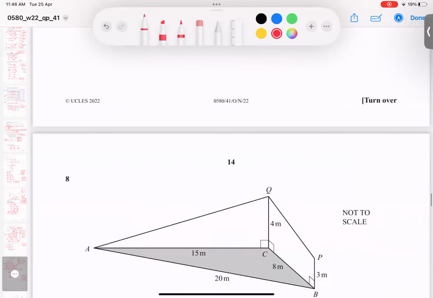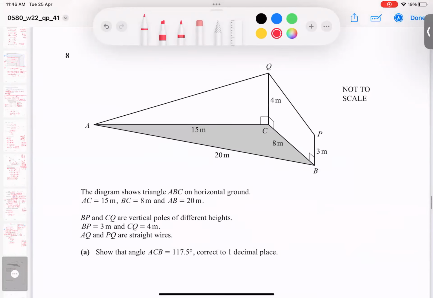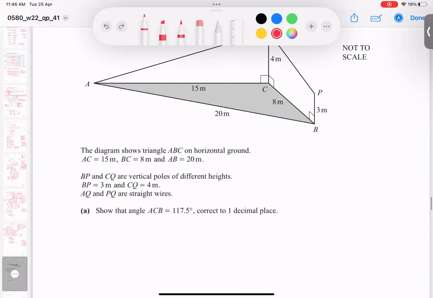I hope it's clear. Question number 8. Read it. Three lengths are mentioned here, and I will not read them all. Angle ACB, I have to find. Where is ACB? So this is the angle I'm looking for. So cosine rule, why? Because all 3 sides are given. Or you can say that in a triangle, no pair is given.